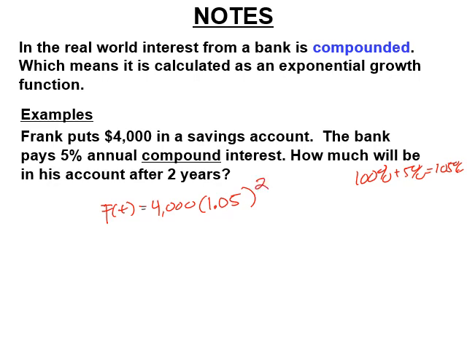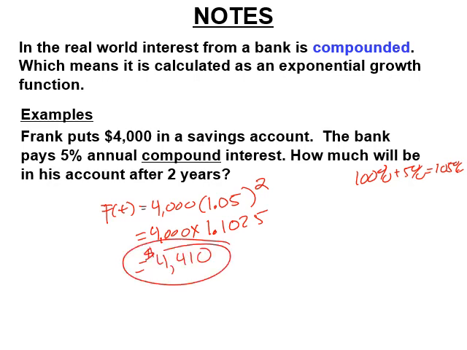Okay, so it's 1.05 to the second. Now you could do that without a calculator. 1.05 times 1.05 turns out to be 1.1025. And we're going to multiply that times 4,000. And so 2 years later, there would be $4,410 in your account, right? You've done nothing. They've paid you $410 for leaving your money in their bank.